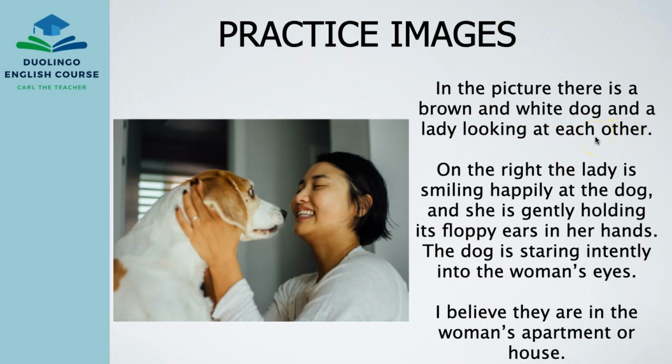We've got that phrase where I said you could talk about what you can see by location. On the right, again, a location phrase. The lady is smiling happily at the dog. So here we've got that adverb. You could say happily smiling, and she is gently holding its floppy ears. So gently is an adverb describing the holding, and floppy ears is extra information about the noun ears in her hands. The dog is staring intently.